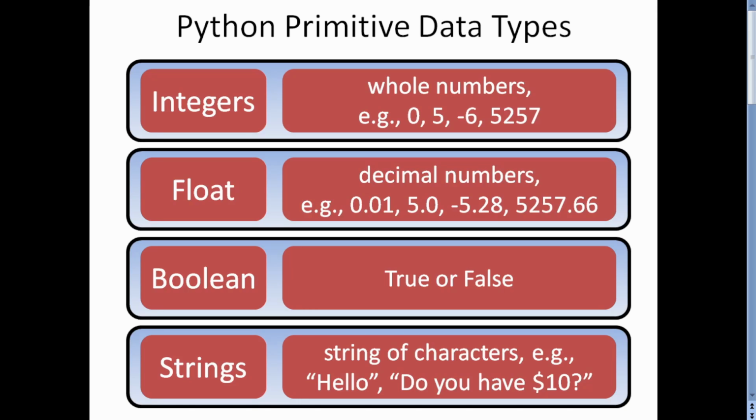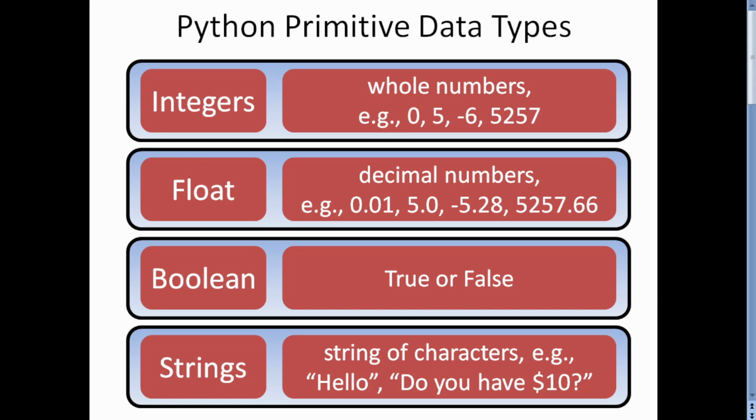In today's video, we are going to talk about some of the basic data types in Python. There are 4 commonly used basic data types, or primitive data types, in Python. The first one is integer, which includes all of the whole numbers. Some examples include 0, 5, -6, or 5257, and so on. As long as it is a whole number, it doesn't matter whether it's positive or negative, whether it's small or large. It belongs to integers.